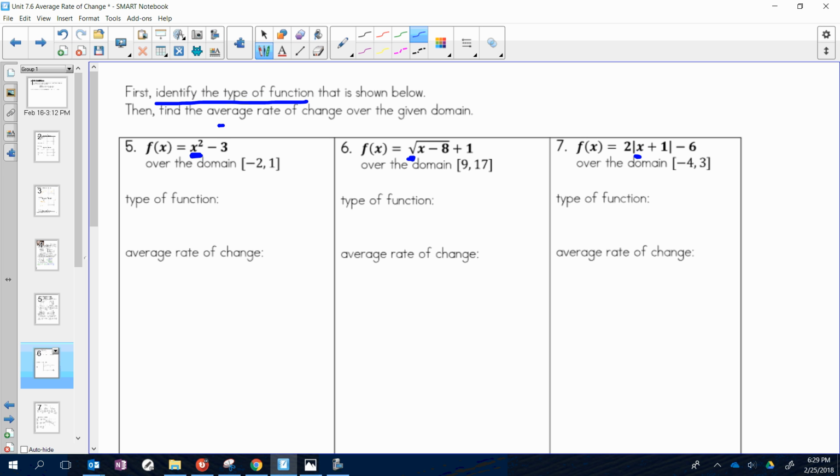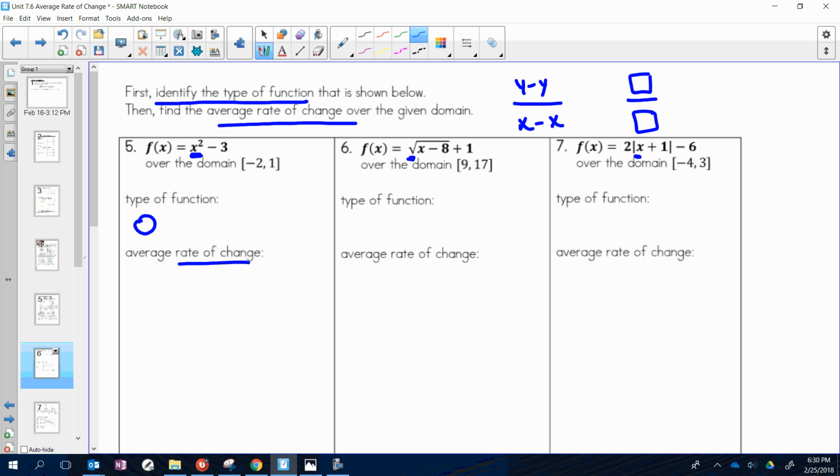Find the average rate of change. I remember that's a rate, y minus y over x minus x. Remember, it's a fraction, it's a rate. All right, so let's graph these on our calculator and calculate the rate of change. That was my idea. All right, type of function.